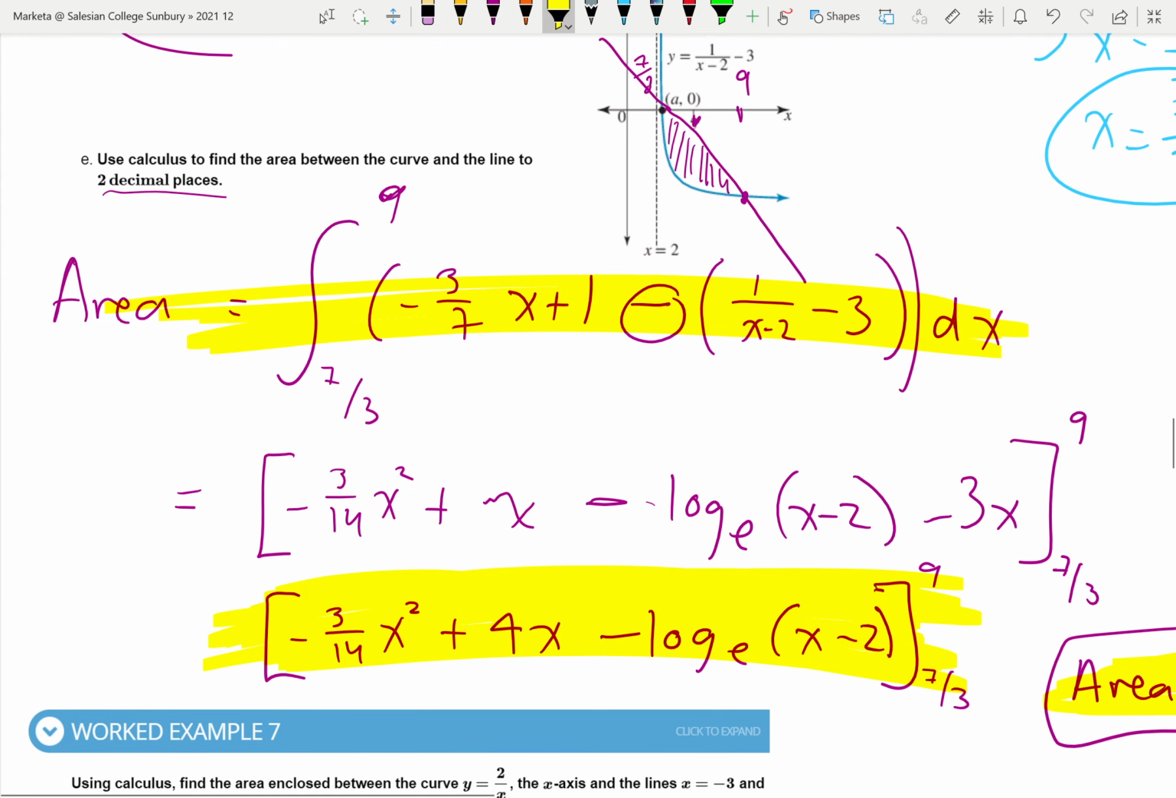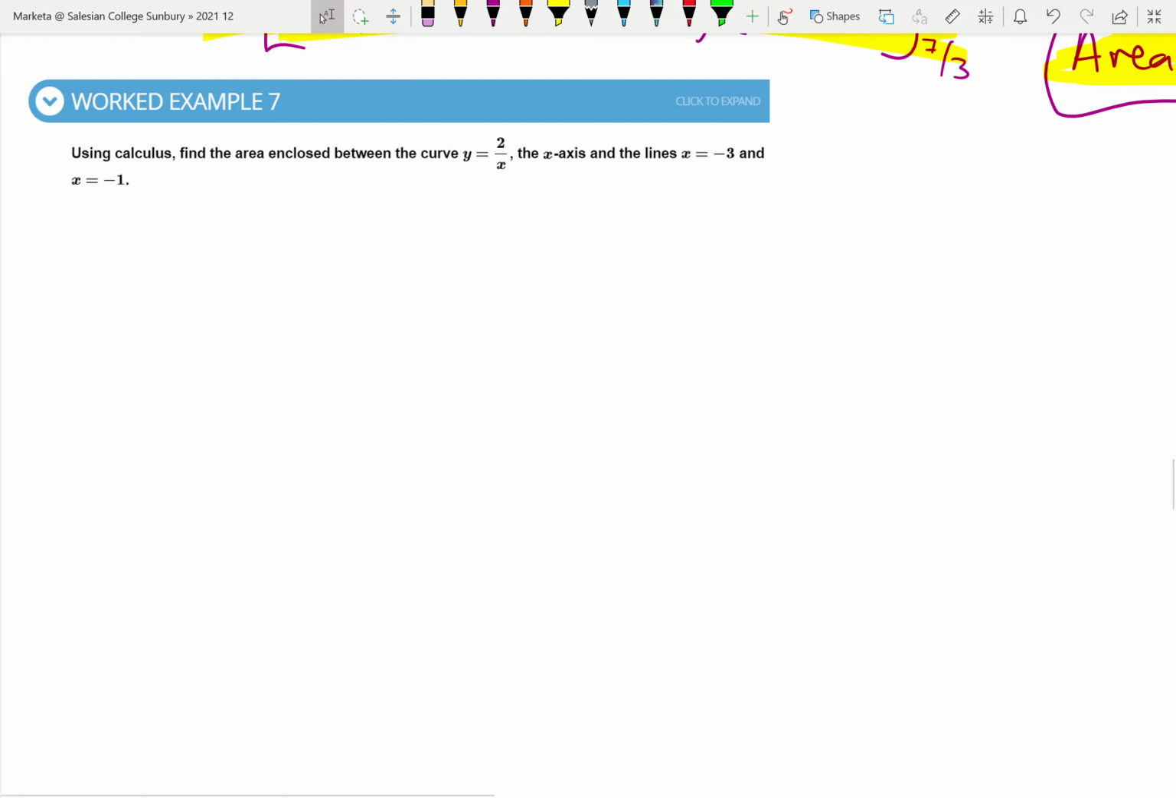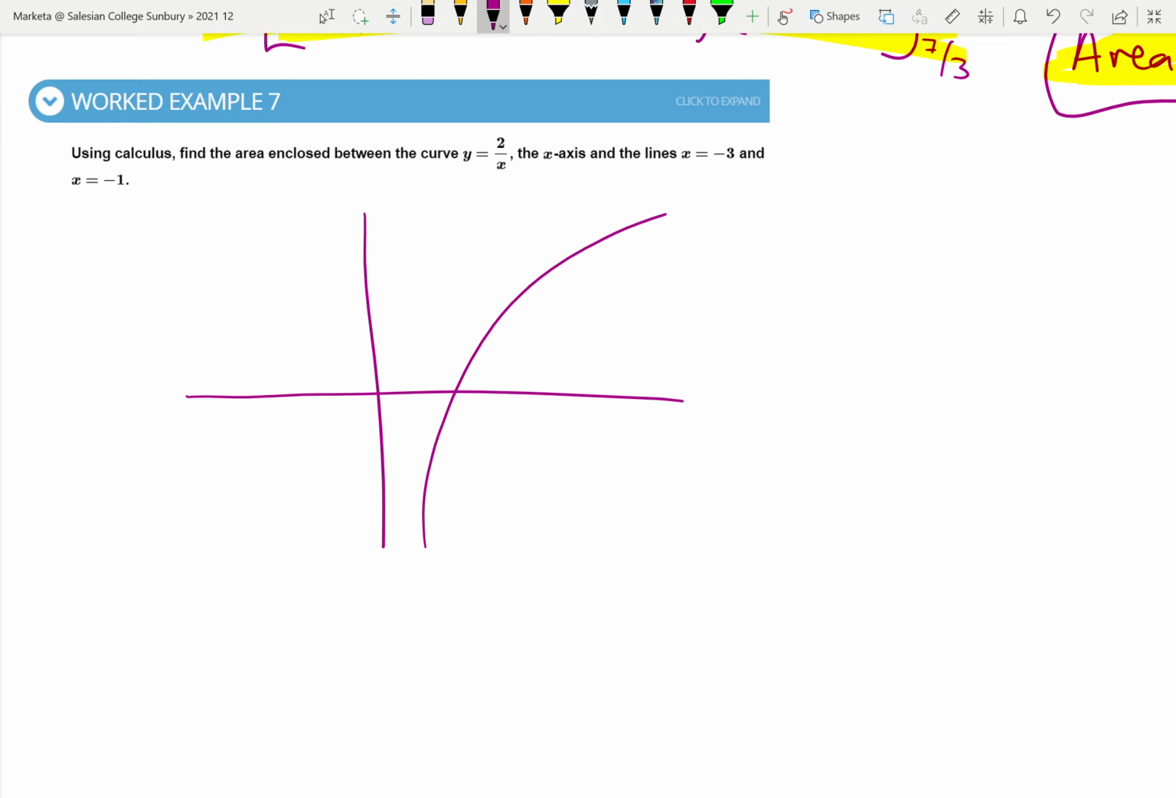Okay, so that's that. And lastly, we just have one more bit. Using calculus, find the area enclosed by the line 2 over x, the x-axis, and the lines x equals -3 and x equals -1. Okay, let's draw a picture. So something like that. And the lines x equals -3 and x equals -1.